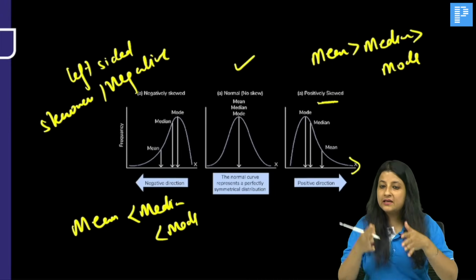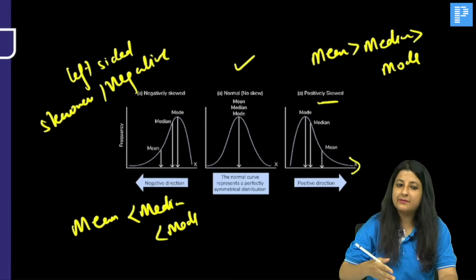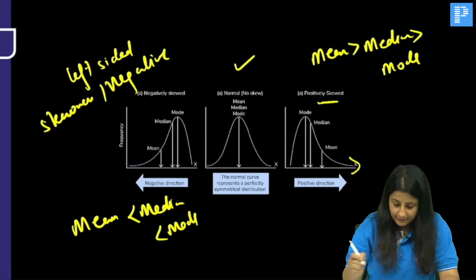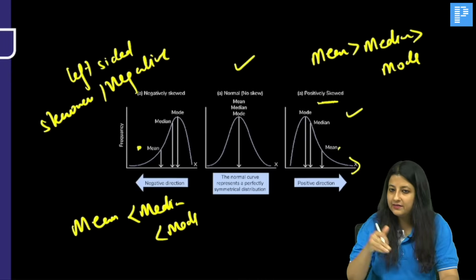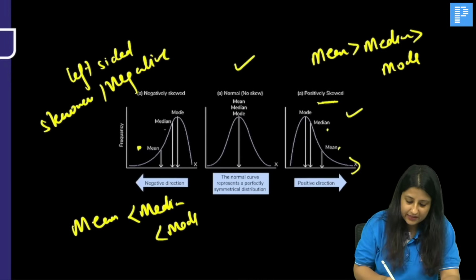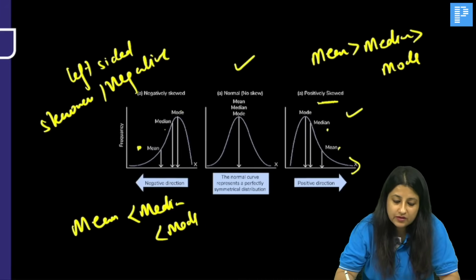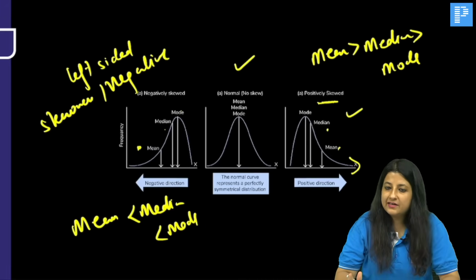ठीक है? Mean, median, mode, if all of them are at the same line, it is normal distribution. But यहाँ पे देखो, if you look at this image, mean is at the lowermost, median is in the middle, and mode is at the topmost. ठीक है, चलो एक one liner I'm going to ask you.